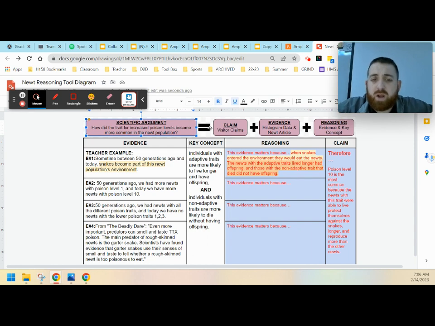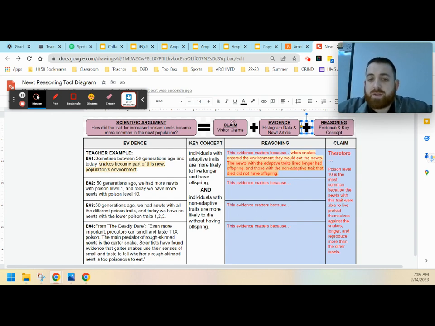So for this argument, we know that we have to take our claims that were created from our visitors. We need to incorporate our evidence from our historical data in our Newt article. And then we need to add in our reasoning that connects our evidence and our key concepts to help create this scientific argument with our claim, evidence, and reasoning.